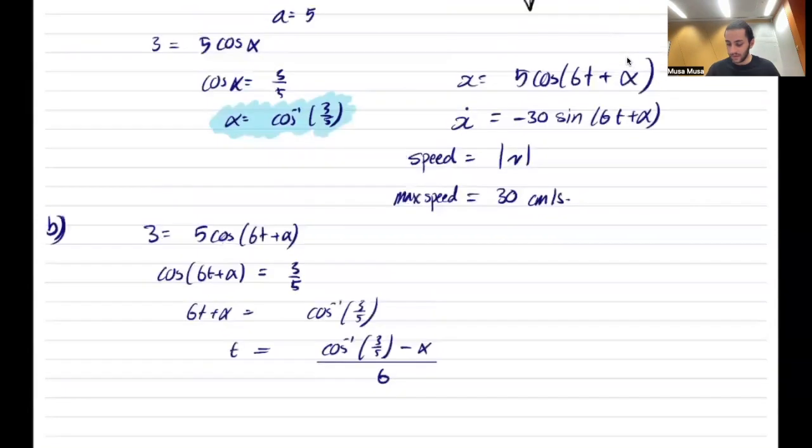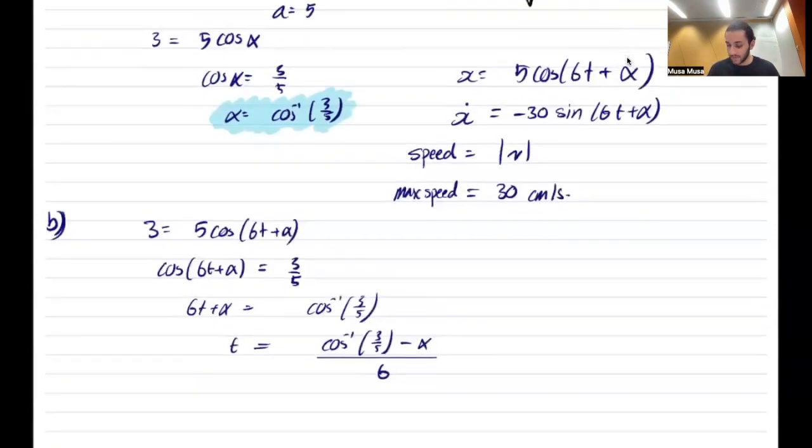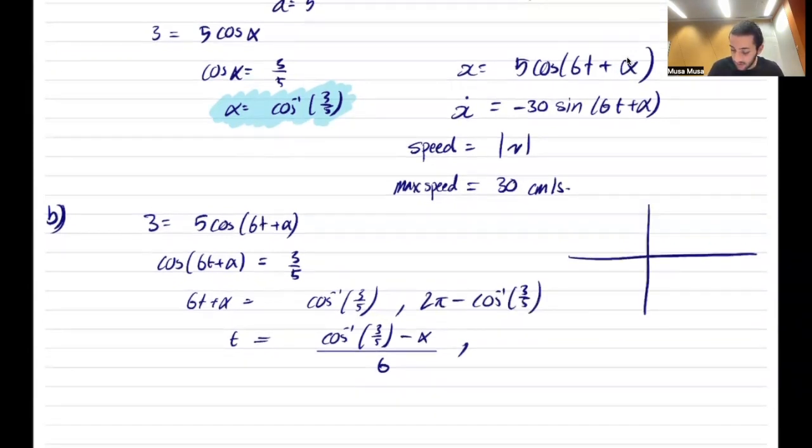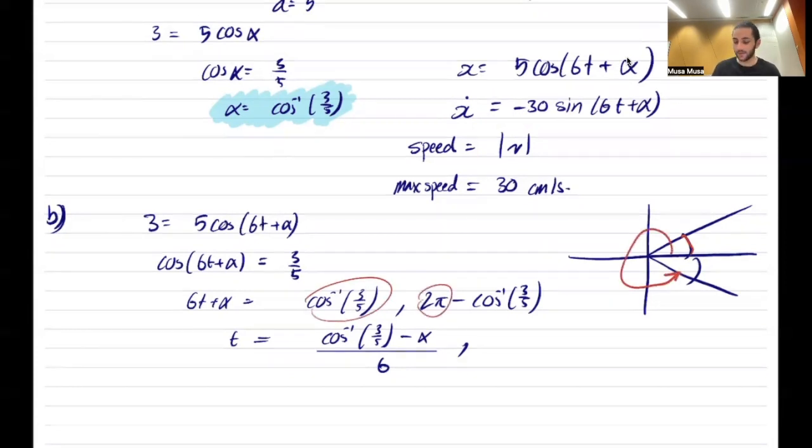Nice. Now that should give you the first one. The next time it goes to that is when you don't have cos inverse of 3 on 5. You have 2 pi minus cos inverse of 3 on 5. Why? Because it could be here or it could be here because it's positive. So the first one's just this one, and the second one is the 2 pi minus that.